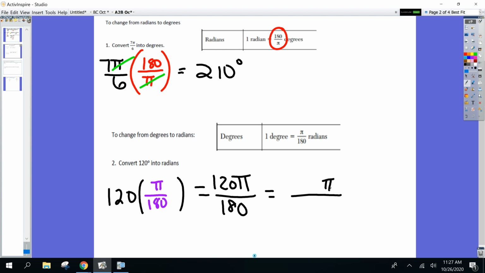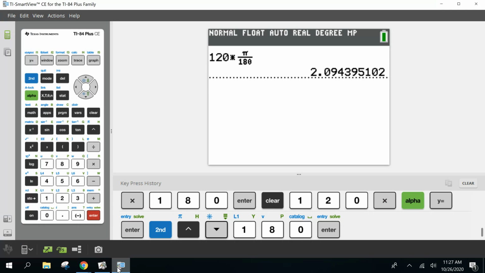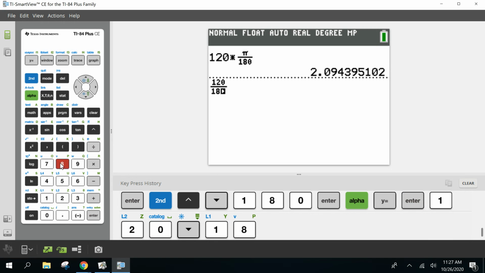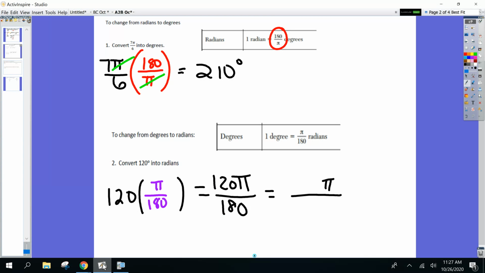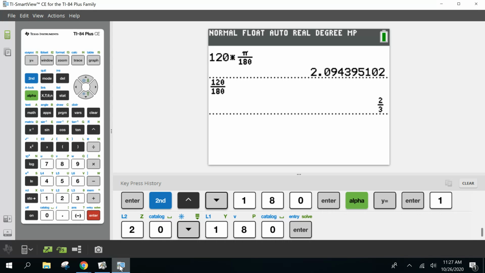Huh? Reduce? Oh, that's going back to elementary school. Guys, your calculator, I've been trying to stress this to you all year. Your calculator reduces for you. All you got to do is plug in the fraction you want to reduce. 120 over 180. And it'll reduce it for you. 2 over 3. So what is 120 degrees in radians? 2 pi over 3. Which is the same as that sloppy decimal up there, 2.0943. Same thing.